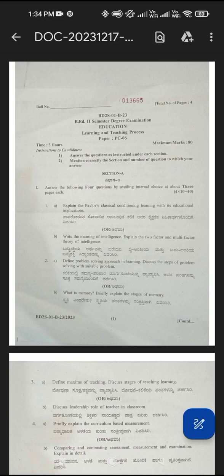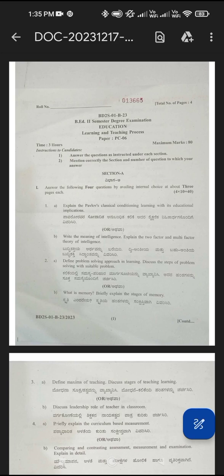First bit, A question: explain Pavlov's conditioning learning with its educational implications. Or B: write the meaning of intelligence. Explain the two-factor and multi-factor theory of intelligence.